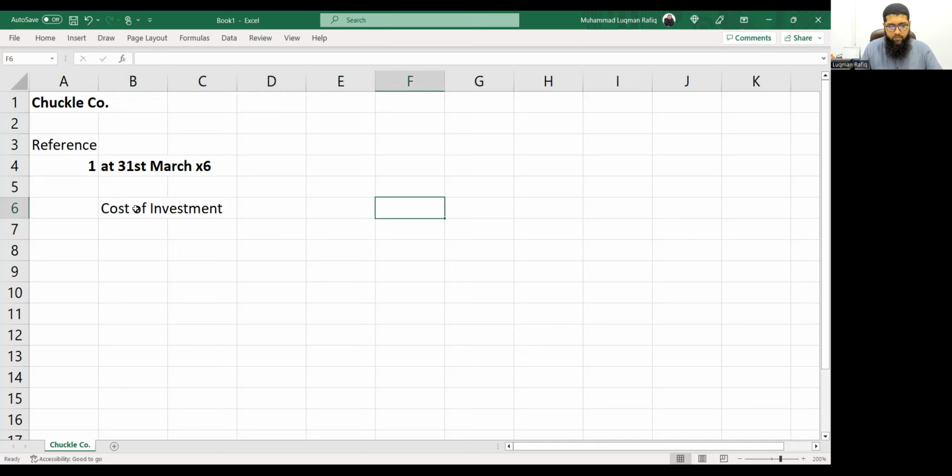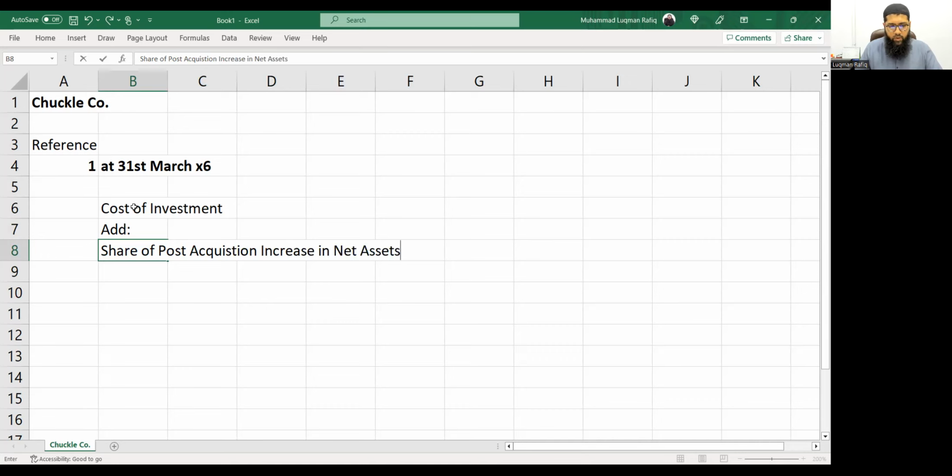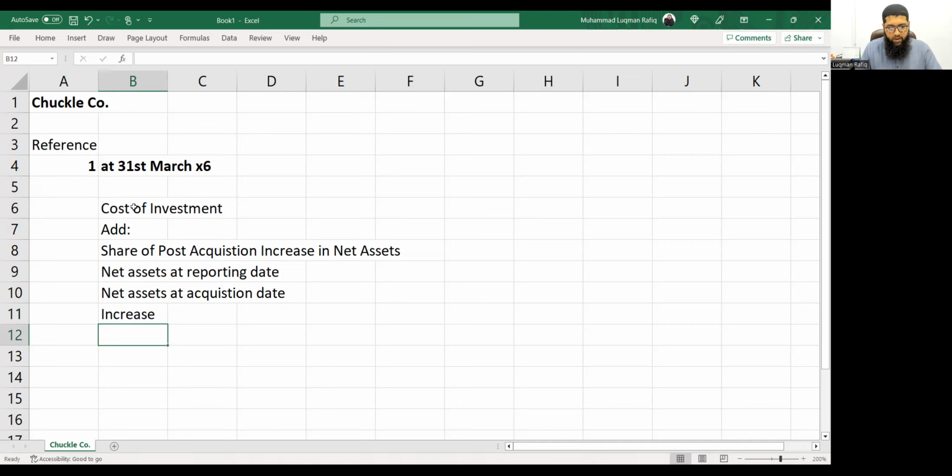Cost of investment, less fair value of net assets, percentage share, add share of post acquisition increase in net assets. How? Net assets at reporting date, net assets at acquisition date, the increase, and then share of Chuckle. So cost of investment as at 31st March X6.